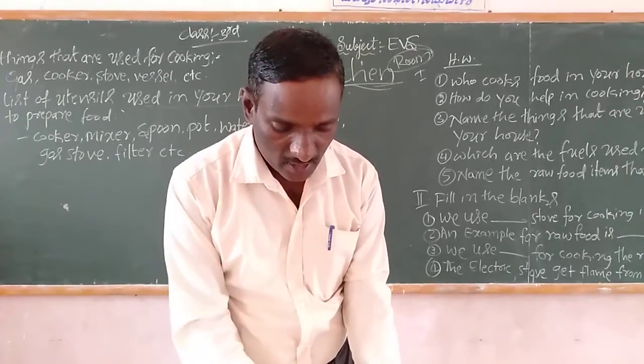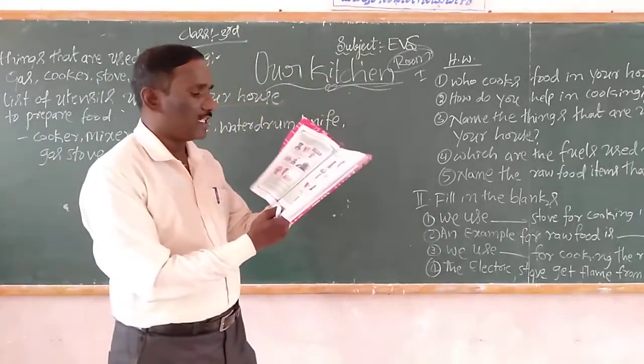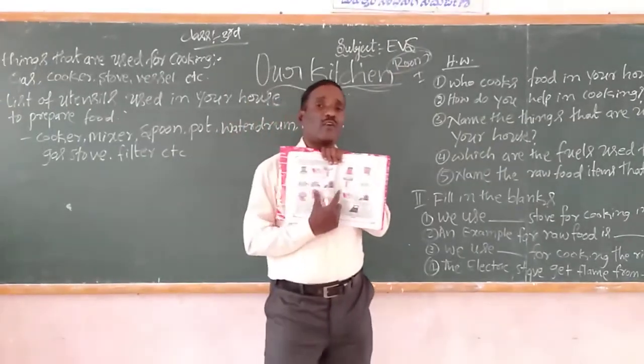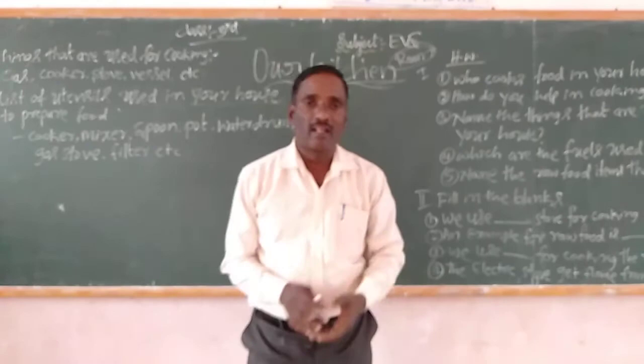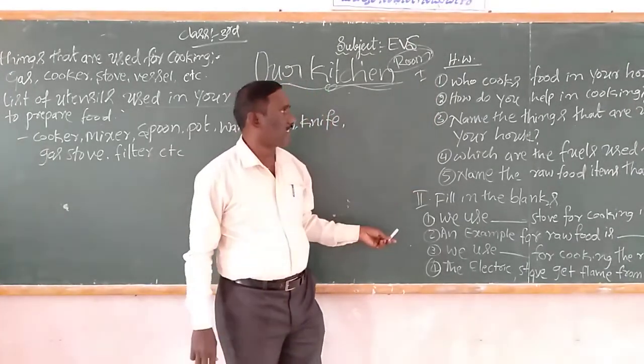Dear students, look at the textbook, page numbers 73 and 74. Here are two activities. You see the textbook and write this. Okay, understand? Dear students, next, homework, questions and answers.